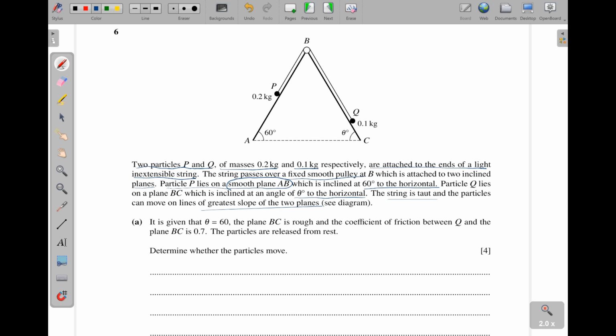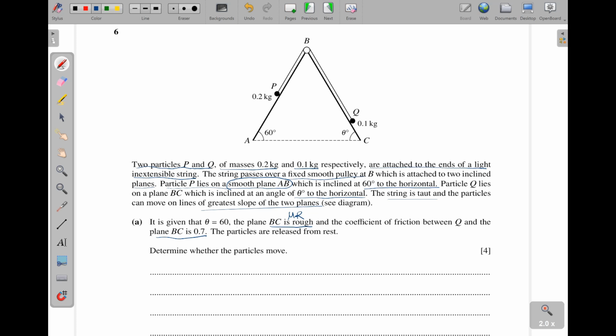Part A, it is given that theta is equal to 60 degrees. The plane BC is rough, which means there is frictional force mu R. The plane BC is rough, and the coefficient of friction between Q and the plane BC is 0.7. The particles are released from rest. Determine whether the particles move.